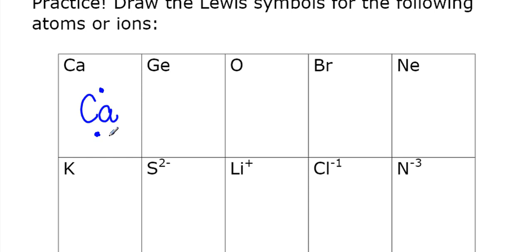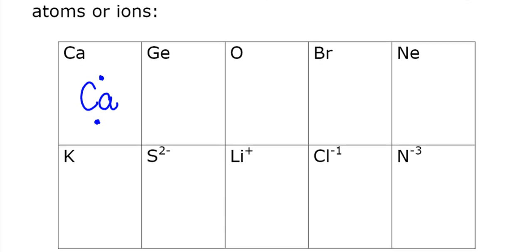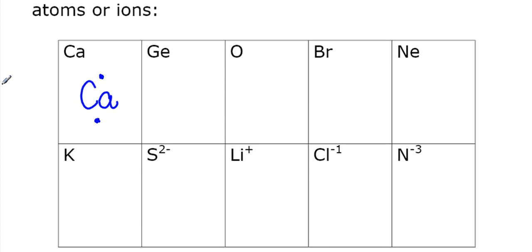Not too bad. What if you have an ion? You can also draw dot diagrams for ions. So I'll show you one down here. When you see a negative charge, it means there are extra electrons. So when I do the sulfur ion, the sulfide ion is what it's called.